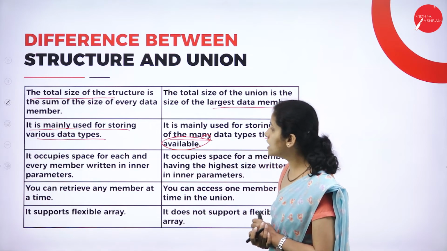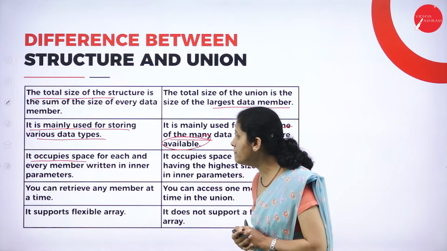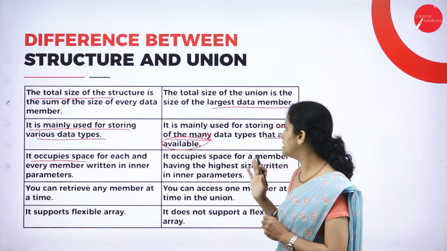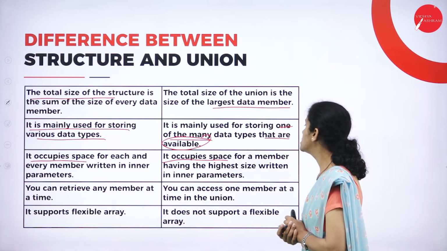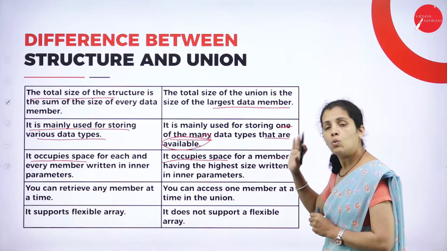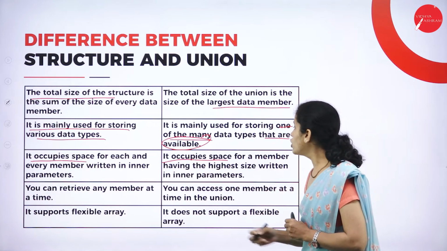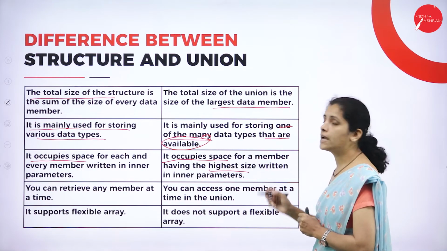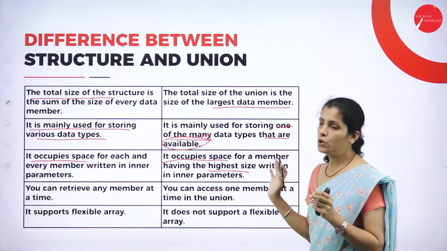A structure occupies space for each and every member. But if I go with a union, it occupies space for only one member. That means in a union, I consider only the largest data size, so it occupies space for the member that has the highest size.